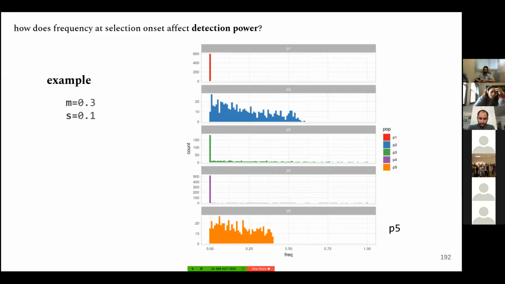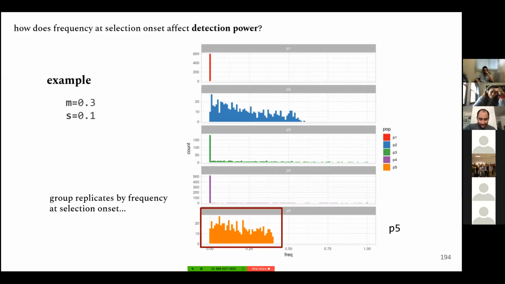Here, with m equals 0.3 and s equals 0.1, we can see the distribution of frequencies of the advantageous allele in the different populations at the onset of selection for an aggregate of the replicates. So the population that is actually under selection is P5.